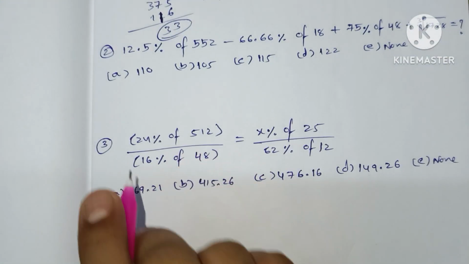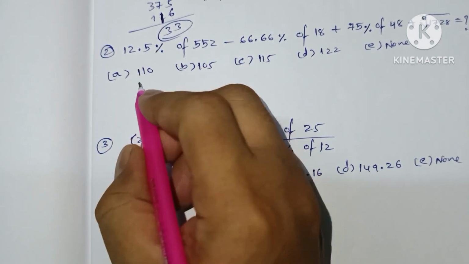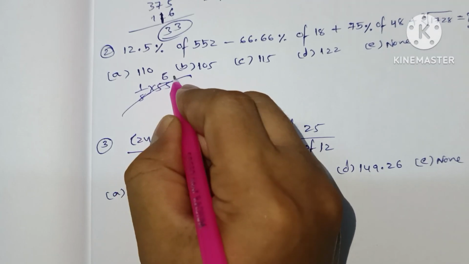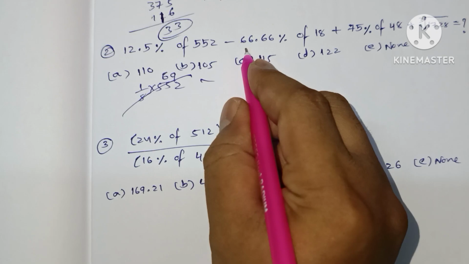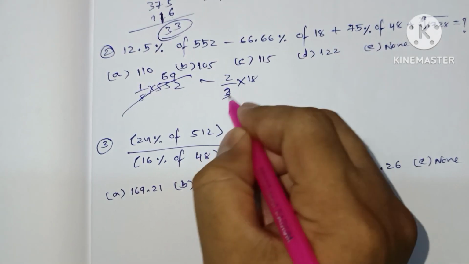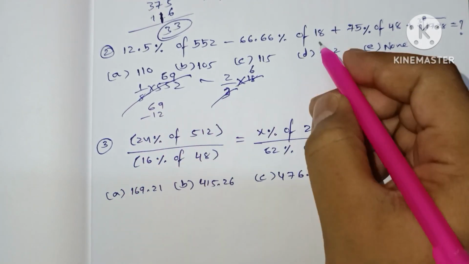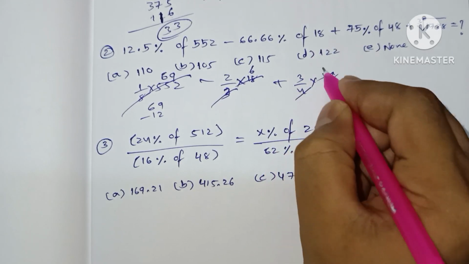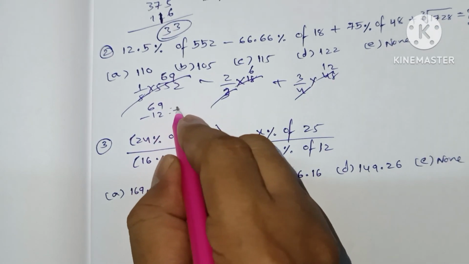Next one, second question, 12.5% of 552. 12.5% means 1 by 8 into 552, which will be 69, minus 33.33% means 1 by 3. 66.66% means 2 by 3. 2 by 3 into 18, 3 sixes, totally we have 12. 69 minus 12 plus 75% means 3/4 of 48. 48 means 12, so plus 36.